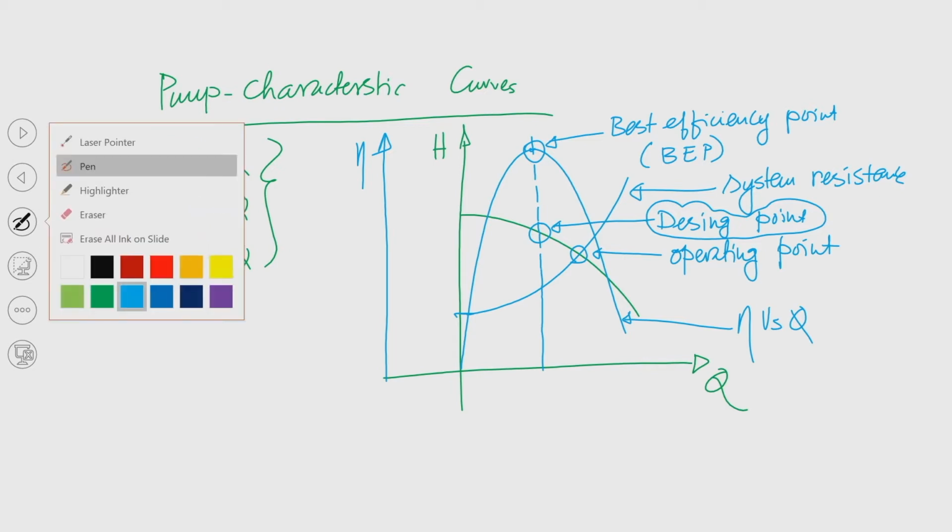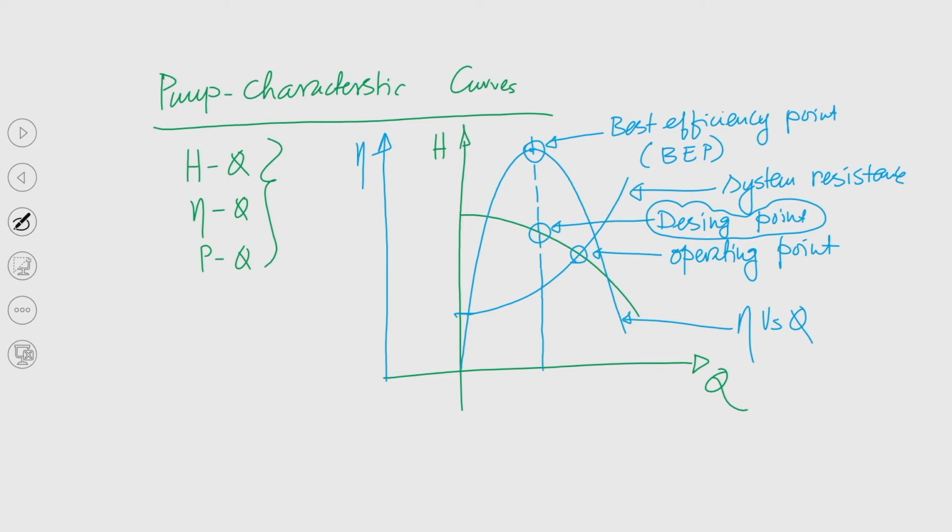I will also draw the P-Q curve, using red color. Say this is P, and this P-Q curve will be like this. So, this is the P versus Q curve. Now, what I would like to discuss here is that this is the operating point, because the system resistance curve intersects the H-Q characteristic curve here.